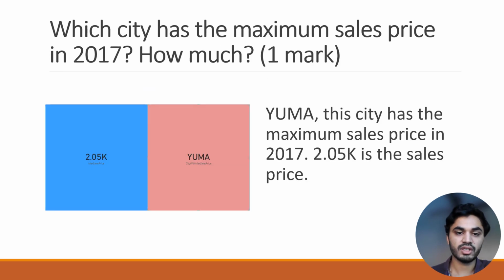So the next question is, which city has the maximum sales price in 2017 and how much? Yuma. So this city has the maximum sales price in 2017, 2.0105k is the sales price. In this card below it is visualized.